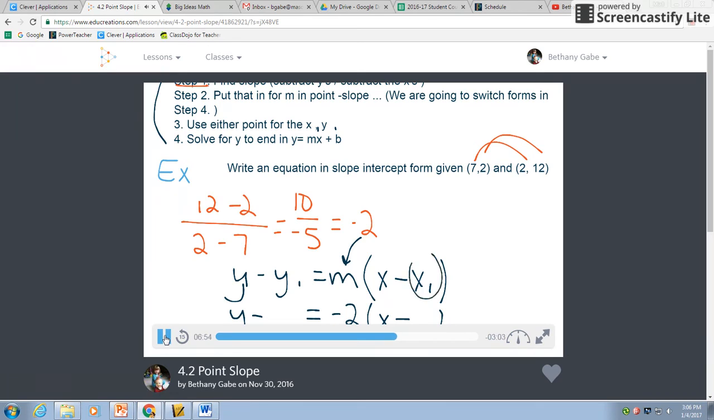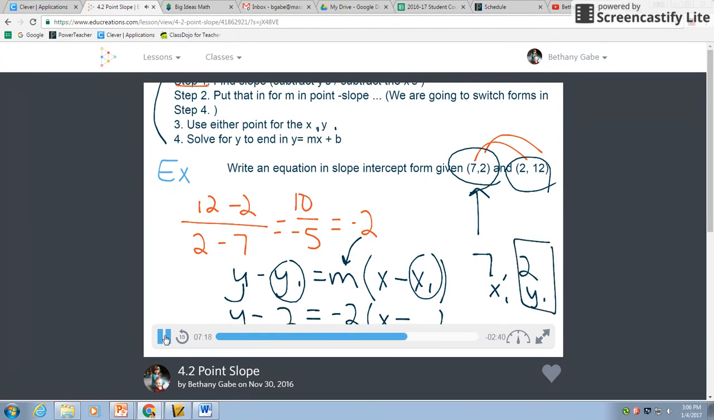So now, this x1, y1, you can pick either ordered pair you want to. It does not matter. You can use either one and it'll still work both ways. So I'm going to pick 7, 2. So don't forget, the 7, 2 is your x and your y. More specifically, x1, y1. So for the y1, we're going to put in a 2 over here because it tells me that. And for the x1, I'm going to put in a 7.